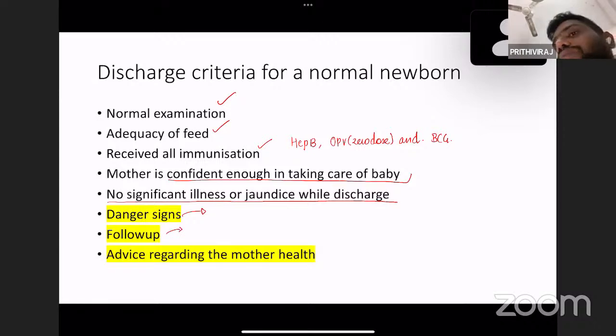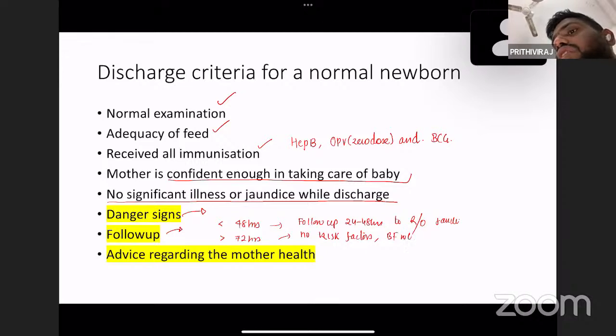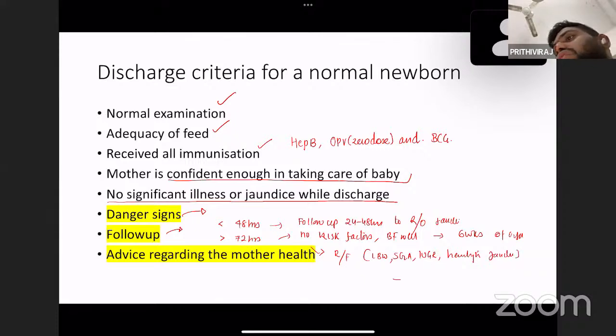Danger signs are explained. Any child who has been discharged within 48 hours of life has to be followed up in the next 24 to 48 hours to review for jaundice. If the child is discharged after 72 hours of life with no risk factors and is breastfeeding very well, then reassess the child at 6 weeks of life. If there are risk factors like low birth weight, SGA, IUGR, or hemolytic jaundice, which will stay for a while, then you have to reassess the child again 24 hours after discharge.